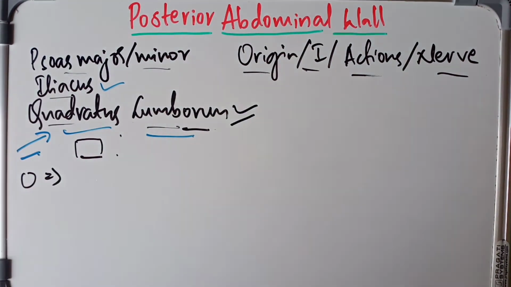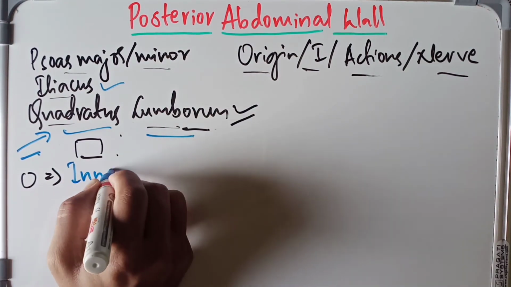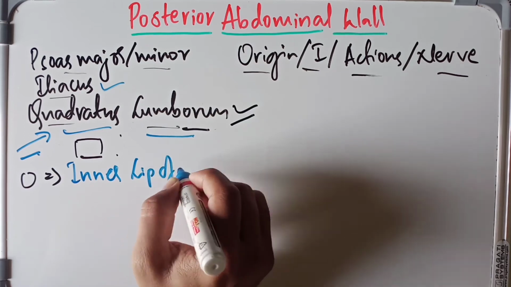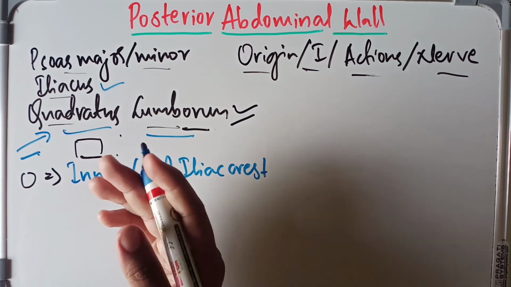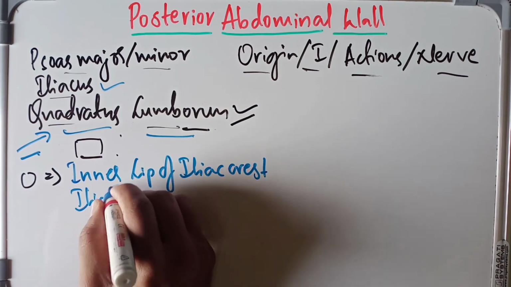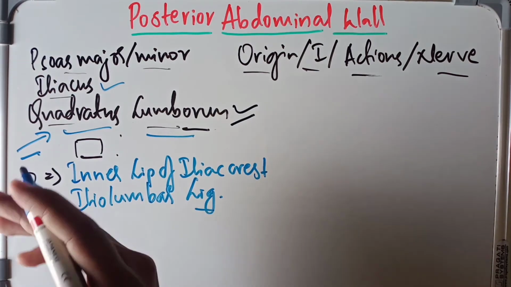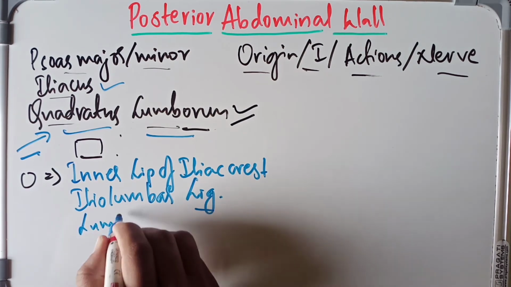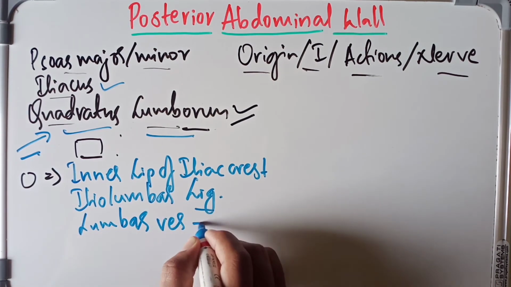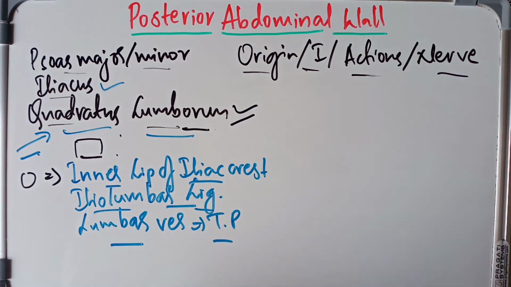So what about the origin of the quadratus lumborum? It arises from the inner lip of the iliac crest. Then it also arises from the iliolumbar ligament, and it also arises from the transverse processes of the 2nd to 4th lumbar vertebrae. So the iliolumbar ligament and the inner lip of the iliac crest. That's about the origin of the quadratus lumborum.